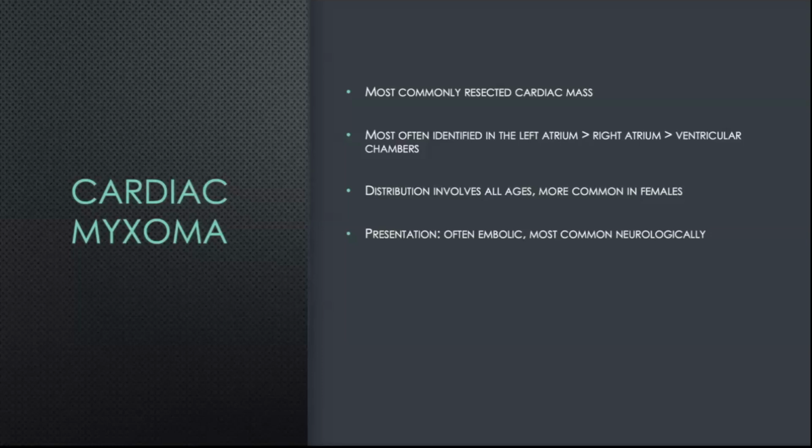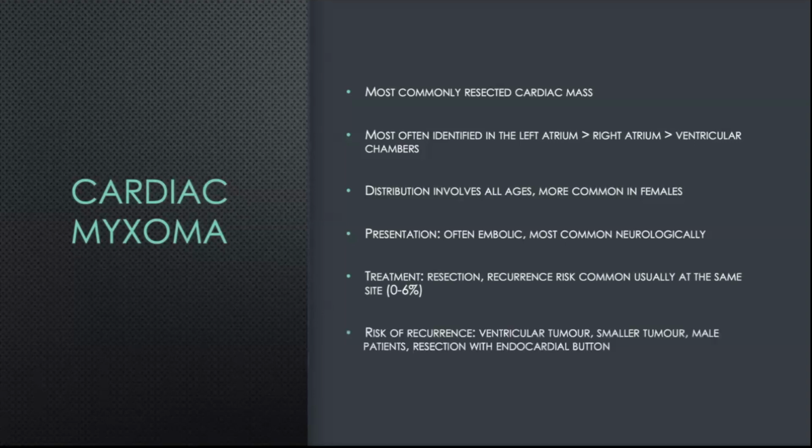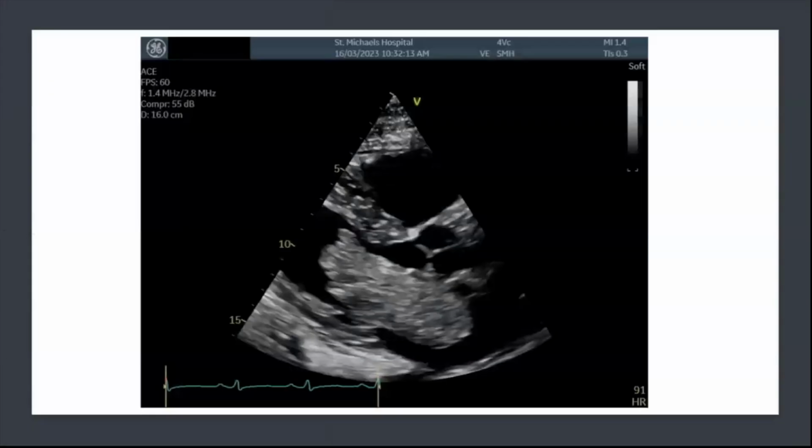So that's why I say, is it really benign if somebody has a stroke? But I guess benign in the sense of non-cancerous. Its treatment is resection. Recurrence risk is common, usually at the same site. The risk of recurrence is highest with a ventricular tumor, a smaller tumor in a male patient, or a resection with an endocardial button. Don't ask me what that is. Ask the surgeons. I have no idea.